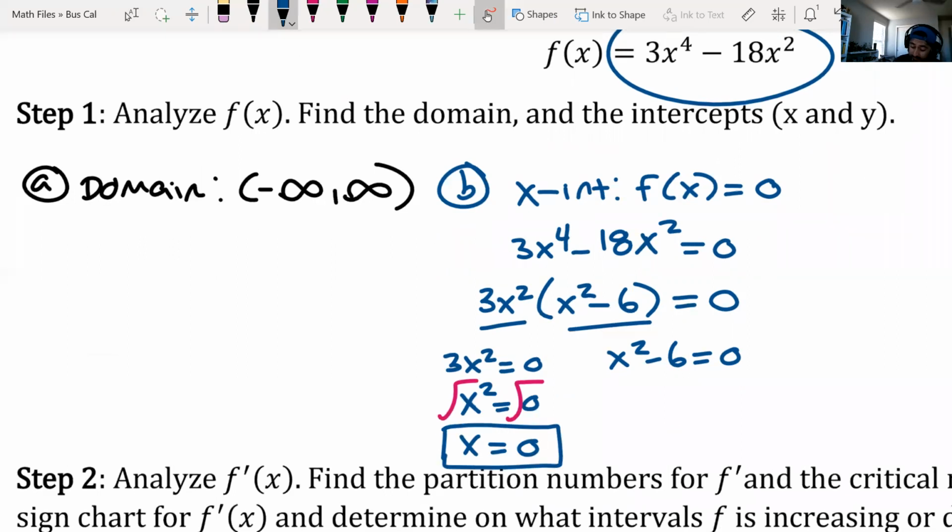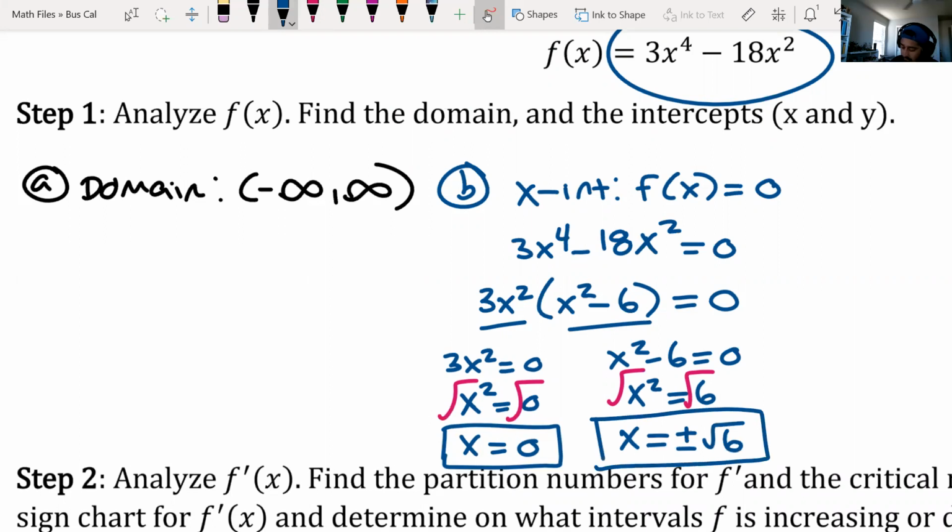On x squared minus 6, we move the 6 over, square root both sides, and we get x equals plus or minus the square root of 6. Now, since we're going to be graphing these x-intercepts, we actually need to know the decimal number for the square root of 6. So let me type that in on my calculator. The square root of 6 is 2.45.